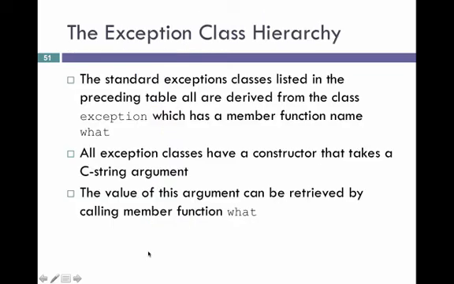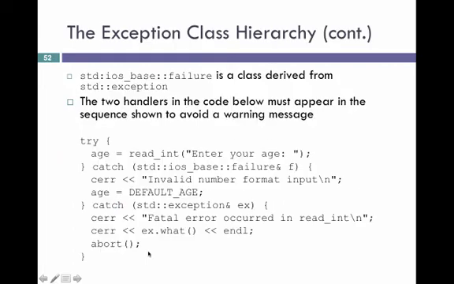Now, standard exception classes are listed in this table we saw a few slides ago, and they're all derived from exception, which has the member function what. All exception classes have a constructor that takes a C-string argument, and you can retrieve the value by calling this function what, and outputting it to a log file or showing it to the user. So failure is a class derived from exception, and the two handlers in the code below must appear in the sequence shown to avoid a warning message from the compiler.